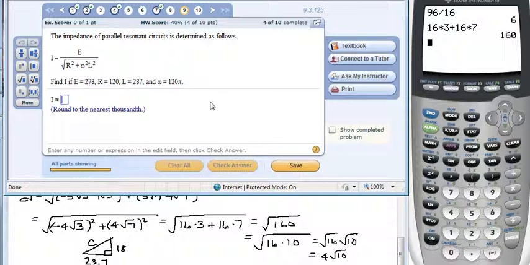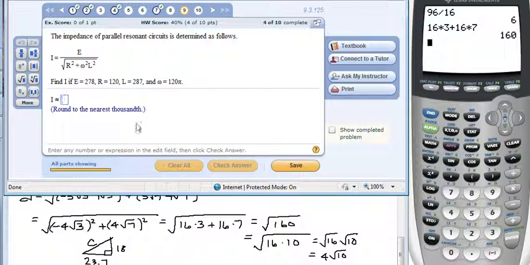The impedance of a parallel resonant circuit is determined as follows. Okay, so this is your impedance. This is your, what's E? Energy, resistance, omega, L. I don't know what these stand for. But you're just plugging this stuff in. E goes there. 120 goes there. We're squaring that. Omega is 120 pi squared, the whole thing squared. And then we got L squared. Take the square root of all that and then divide.